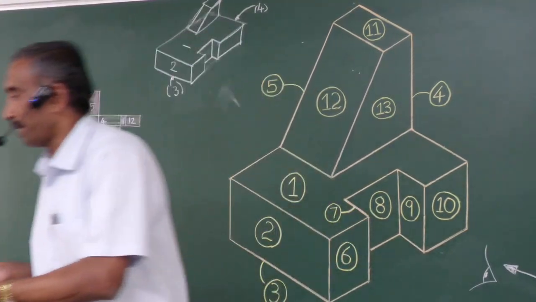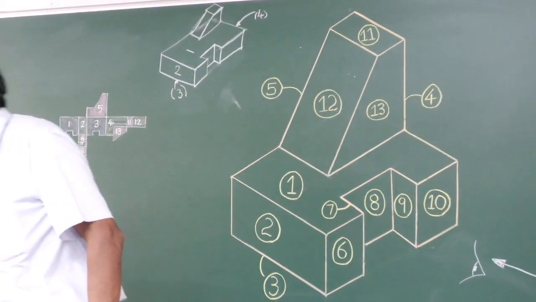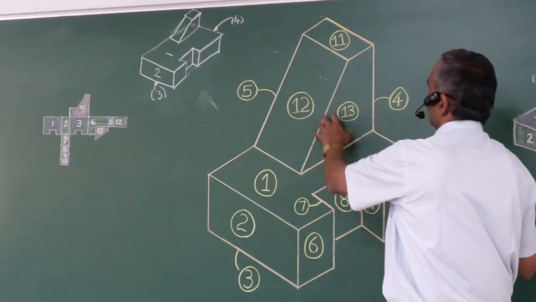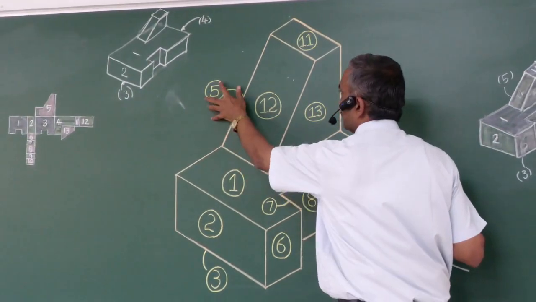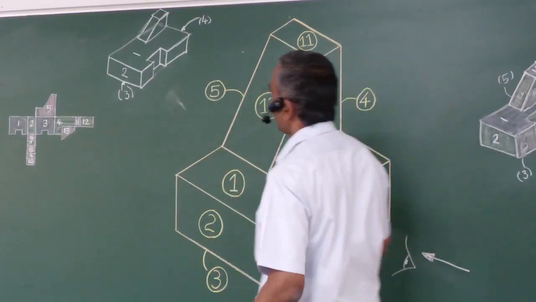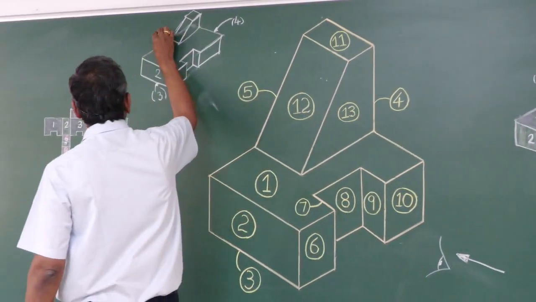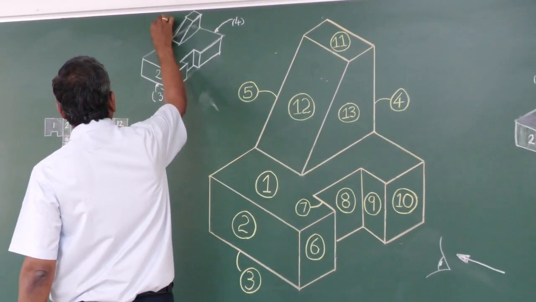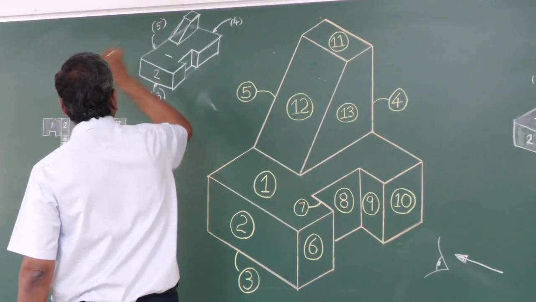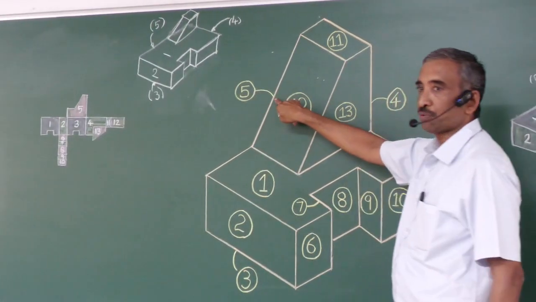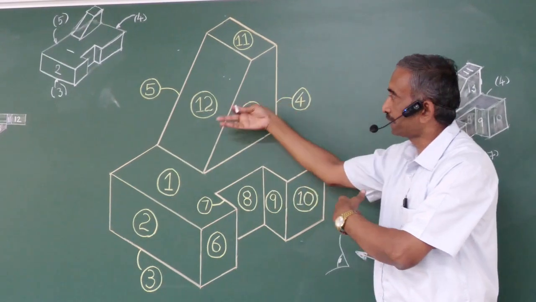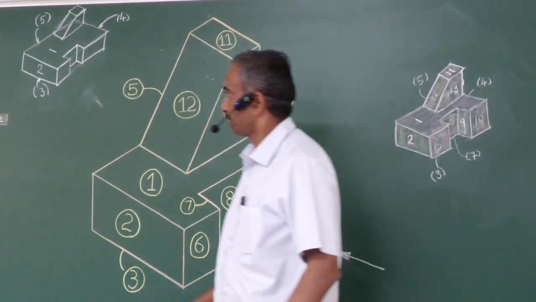Let me draw this face 5 here. This corresponds to face 5, that is the rear side of my model. Again, since I cannot see it, I will write it in brackets. I call this face 5, that is the back side of my object.